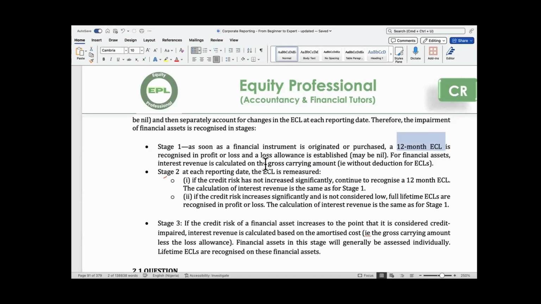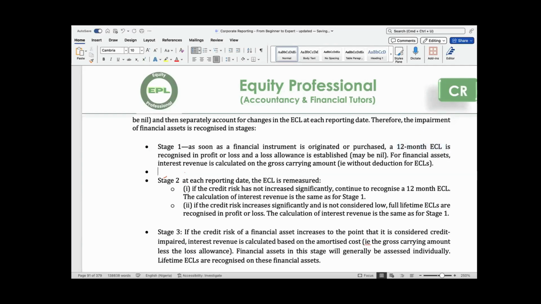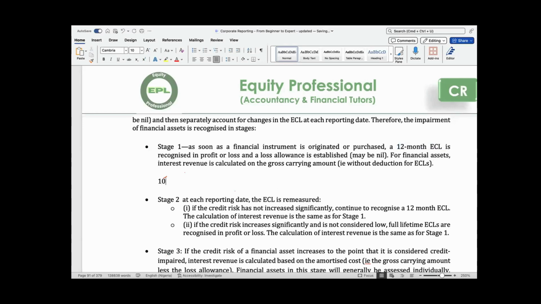Don't touch your interest. Okay? So don't say, because I've accounted for impairment now, so the interest should be on the net. No. It should still be on the gross. And don't forget, this impairment loss, okay? Let's say you have a loan note of 10,000, and you say that, okay, I want to do a 12-month ECL of 1%. That means you calculate an impairment loss of 100. Let's say 100. So it means that the value of this 10,000 that you have now is now 9,900.